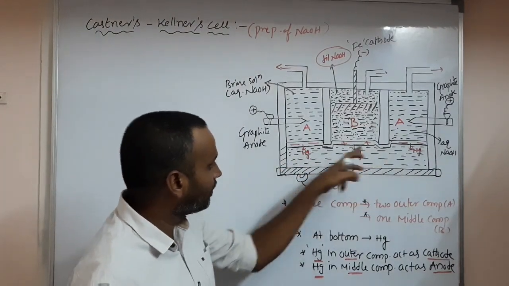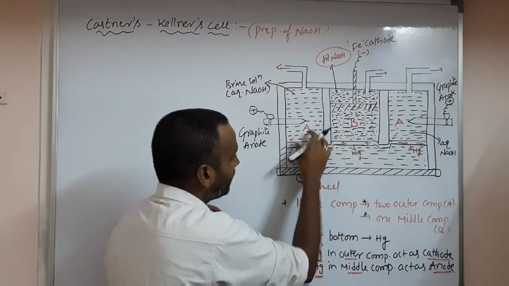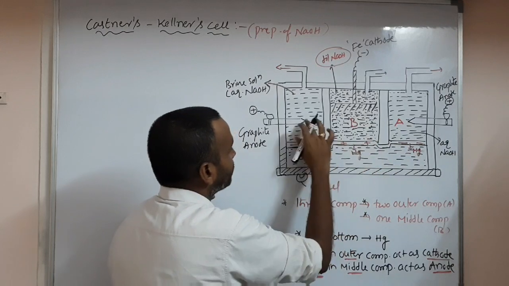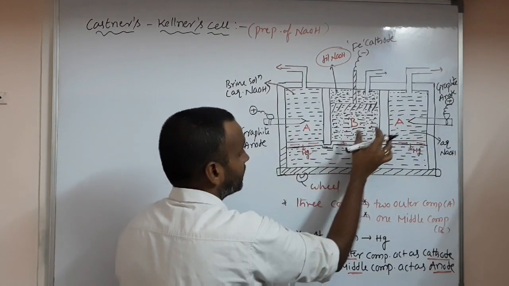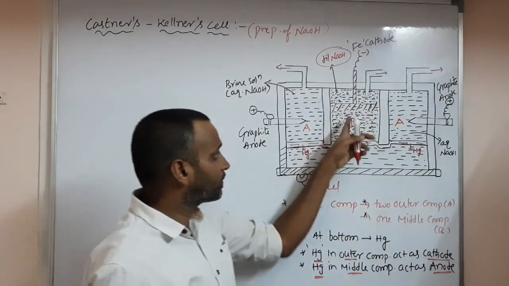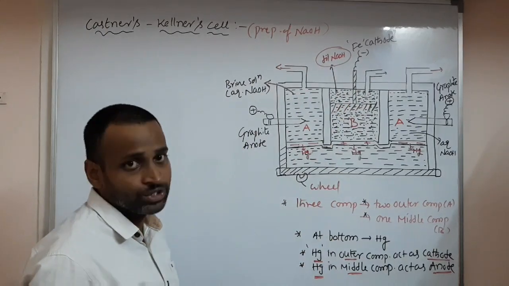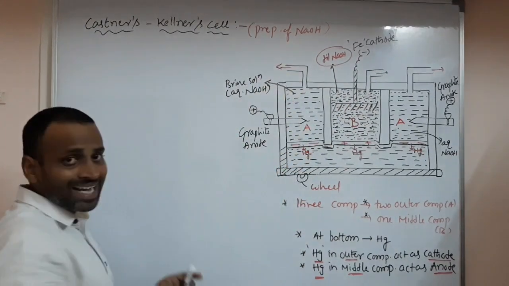And here also you have, this is actually like a pipe. So the remaining part is uniformly the same. Here you have NaCl only, aqueous NaCl. In the middle compartment it is different. In the middle compartment what do you have? Dilute NaOH. Okay.